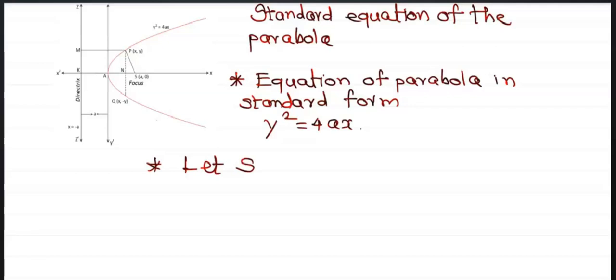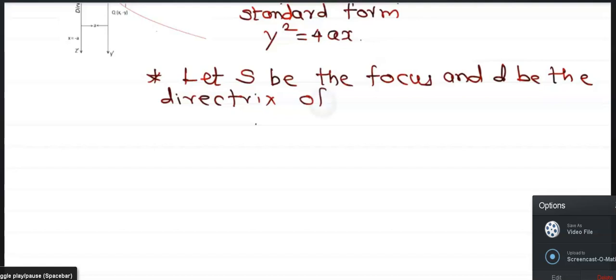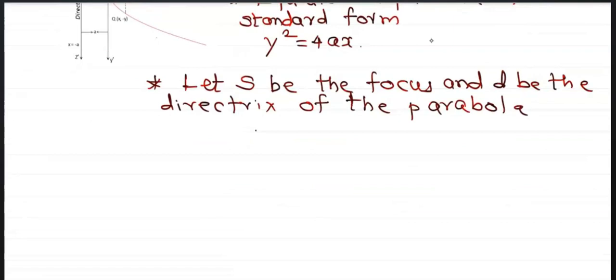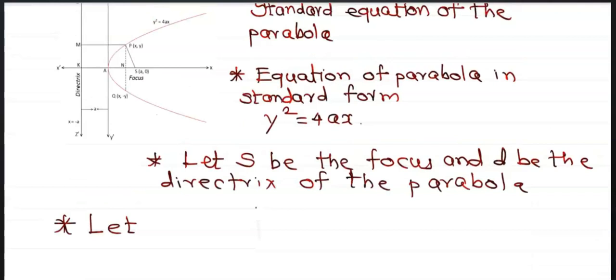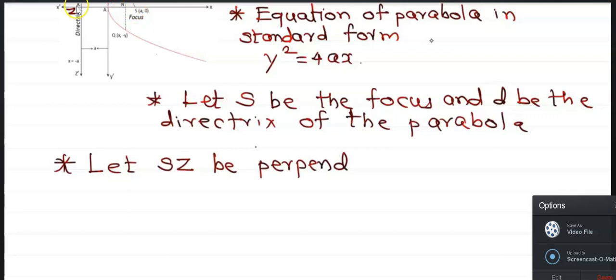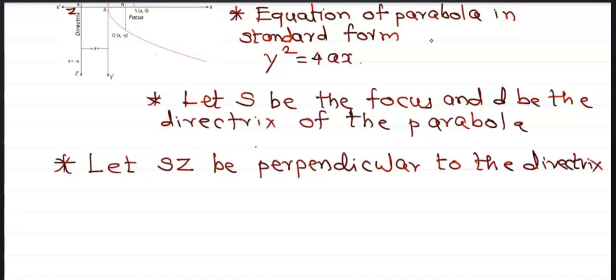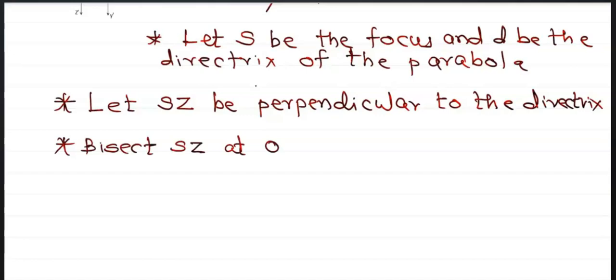Let S be the focus and D be the directrix of the parabola. S is focus and this is the directrix. Let SZ, this distance is, suppose, 2a, and it is perpendicular to the directrix. Bisect the SZ at O, means at the origin.